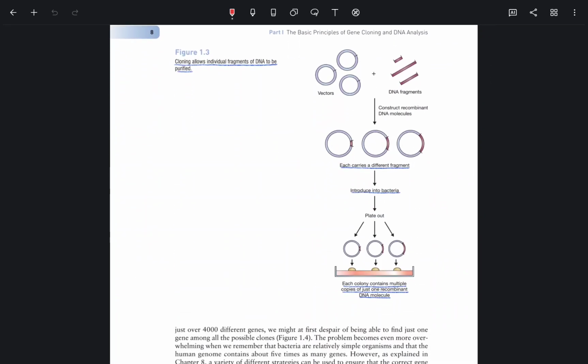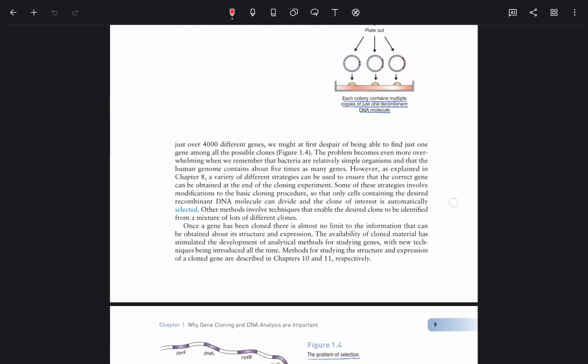Cloning allows individual fragments of DNA to be purified. Vector plus DNA fragment construct a recombinant DNA molecule. Each carries a different fragment. Introduced into bacteria and plated out, each clone contains multiple copies of just one recombinant DNA molecule.